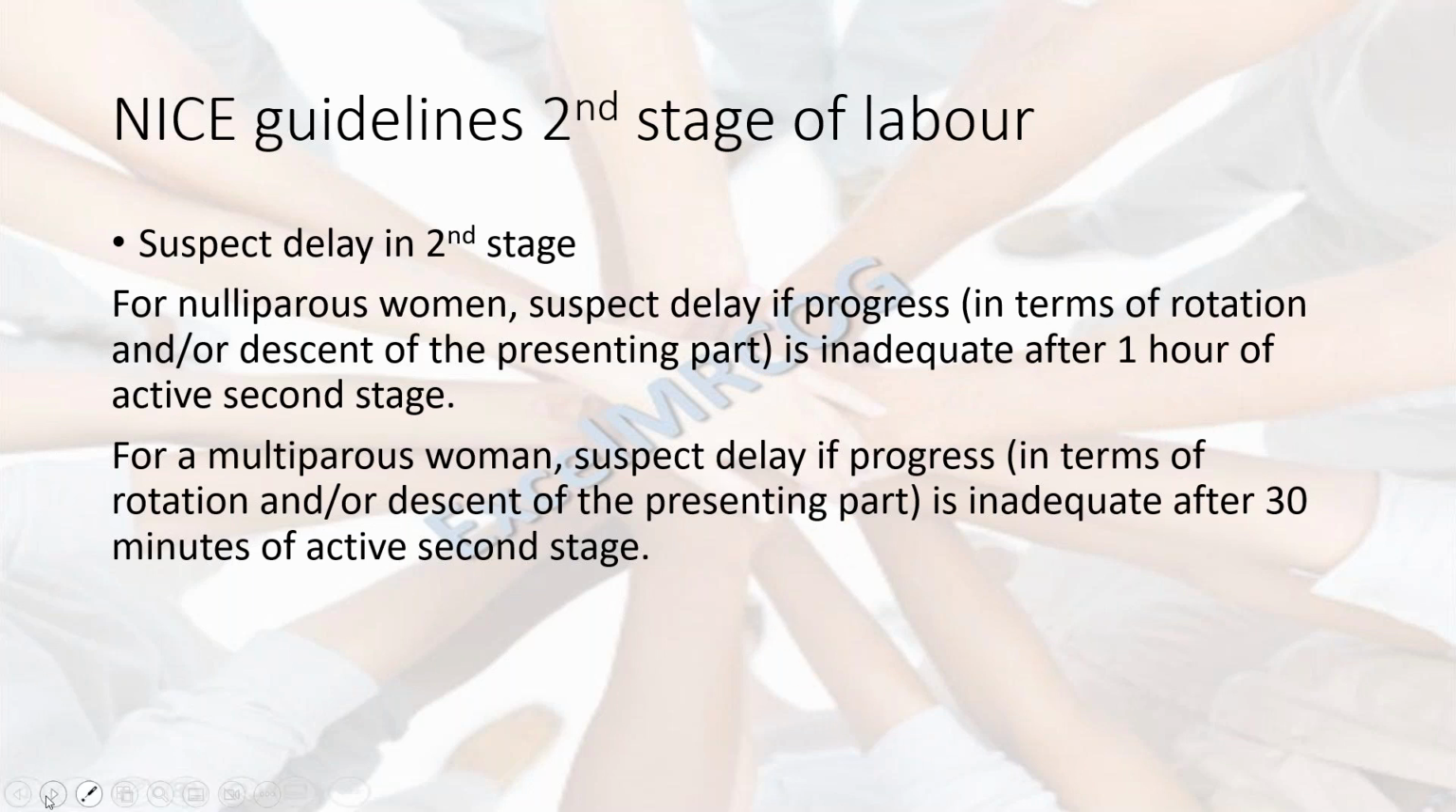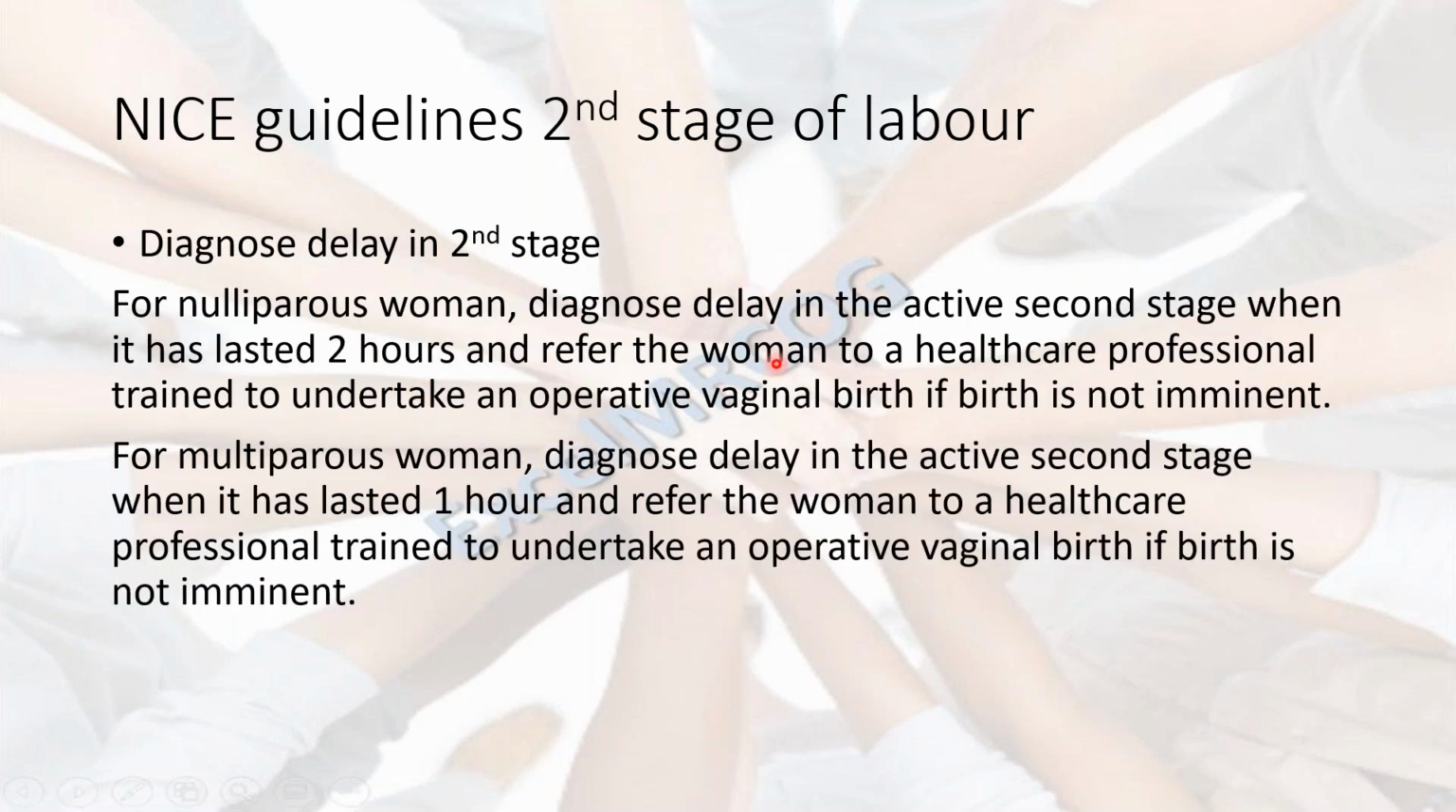For a multi, it is after 30 minutes. And you would diagnose delay if the active stage, whatever the rotation, has lasted for 2 hours. So you cannot really wait beyond 2 hours in the active second stage of labor. When I say active stage of labor, it means from 4 centimeters, but for the active second stage, you cannot wait beyond 2 hours, irrespective of how the rotation is occurring in a primary.